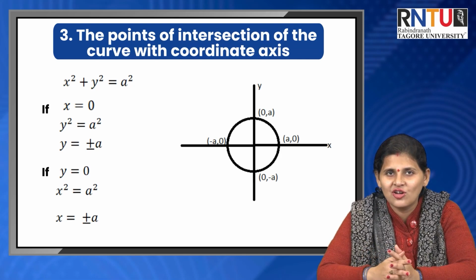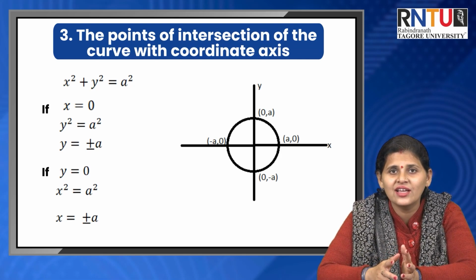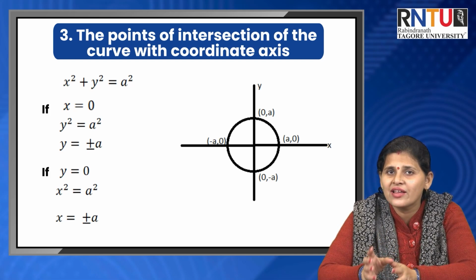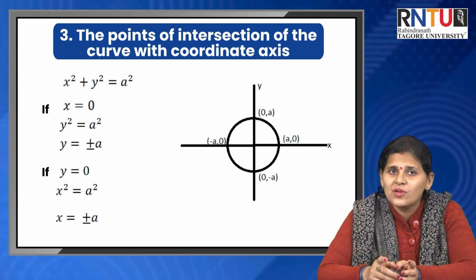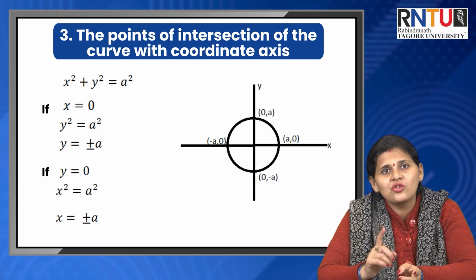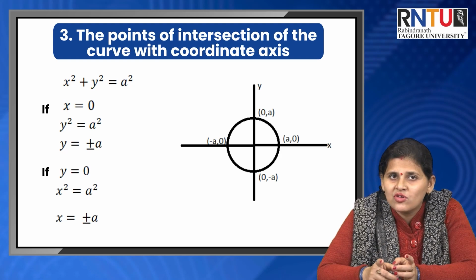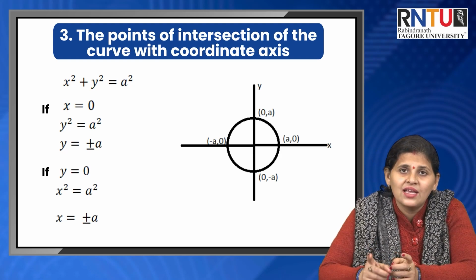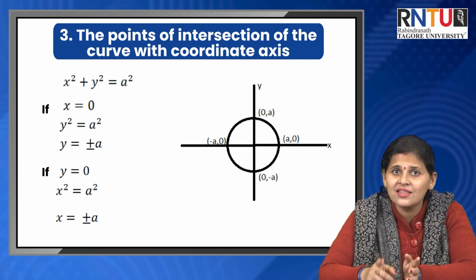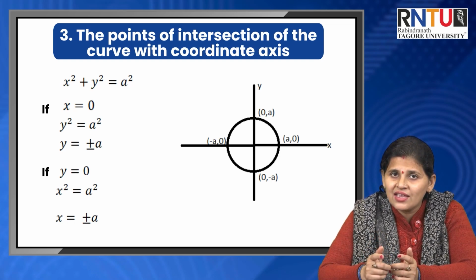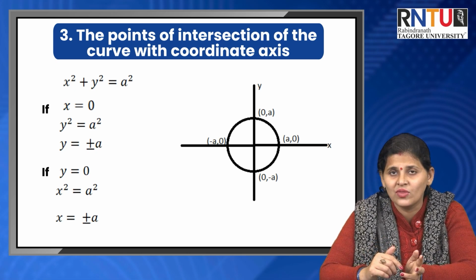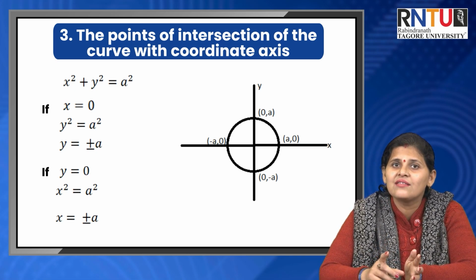The point of intersection of the curve with the coordinate axes. Here we check where the curve intersects the x-axis and y-axis. Take x square plus y square equals a square as the equation of the curve. In this equation we substitute x equals 0, then we get y equals plus or minus a. This means y is a in the positive direction and minus a in the negative direction, so the curve cuts the y-axis at (0, a).